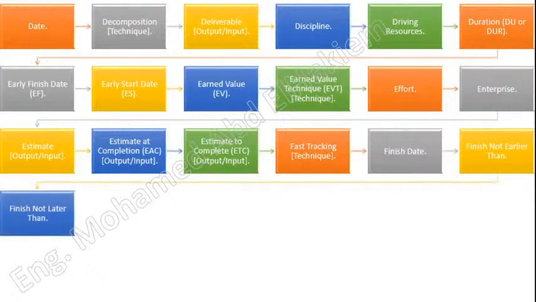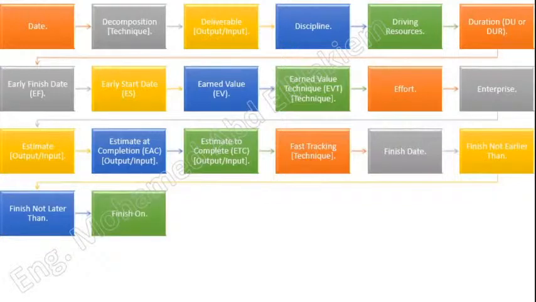Finish not later than. A schedule constraint placed on the schedule activity that affects when a schedule activity can be scheduled and is usually in the form of a fixed imposed date. A finish not later than constraint prevents the activity from being scheduled to finish later than the imposed date. Not later than constraints impact only the backward pass calculation and hence the late dates of a schedule activity.